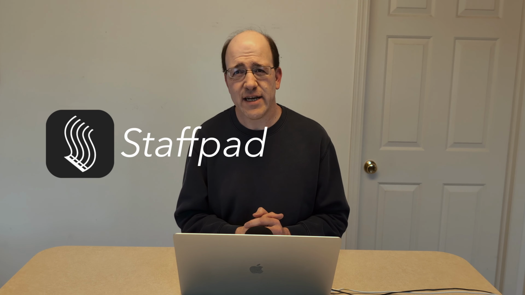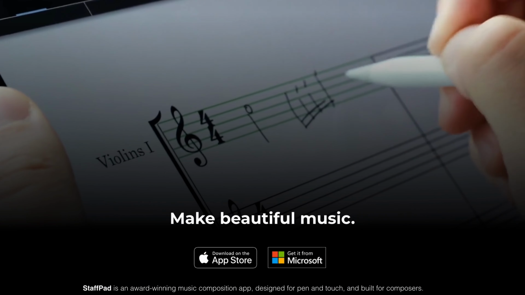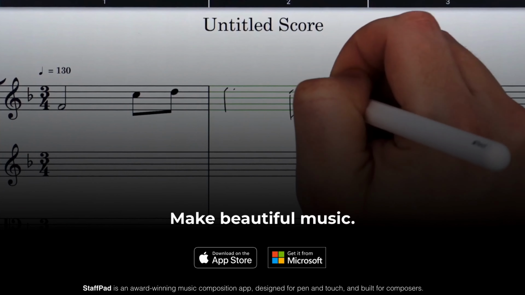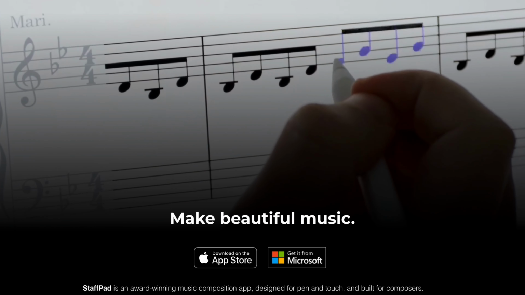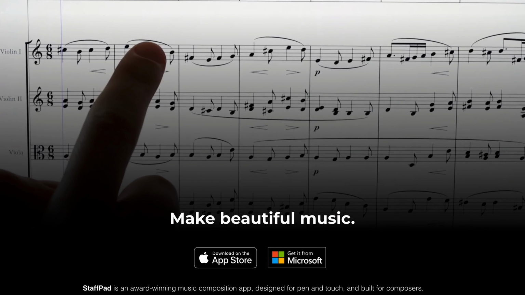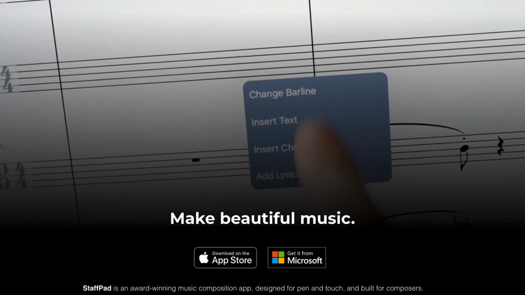StaffPad is a really neat idea for a notation program. It runs on tablets only. The basic idea is that you draw with your stylus onto blank staves just as you would with a pencil onto manuscript paper, and the program automatically translates your scribbled notation into beautiful engraving. And I gather it is quite well executed.